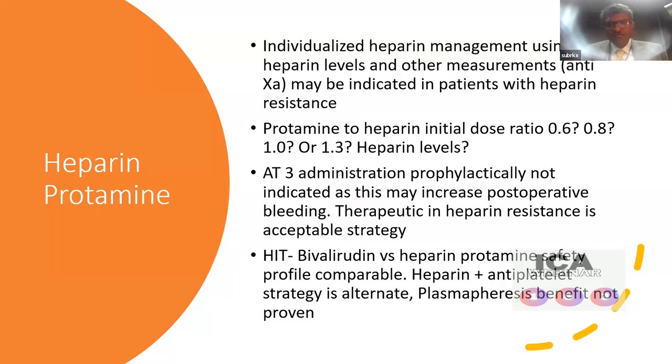AT3, if you give it prophylactically without an indication, will increase the transfusion rate. So we have to be cautious, using AT3 only for proven cases of heparin resistance. HIT patients are a special concern because you cannot use heparin, and you cannot reverse heparin. Bivalirudin, with renal elimination, is always a problem when you use it for full heparinization patients, like full cardiopulmonary bypass cases. A heparin plus antiplatelet strategy is used at our institution. Plasmapheresis is used at some institutions, but again, it is not proven.